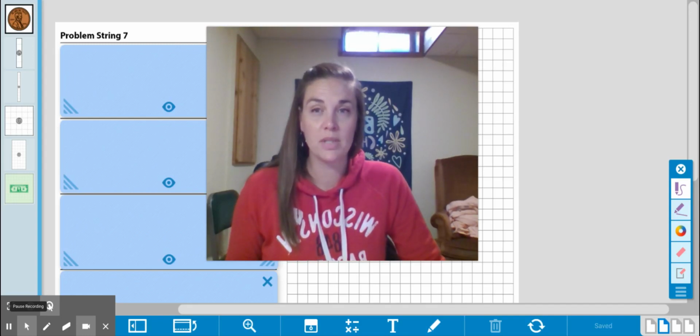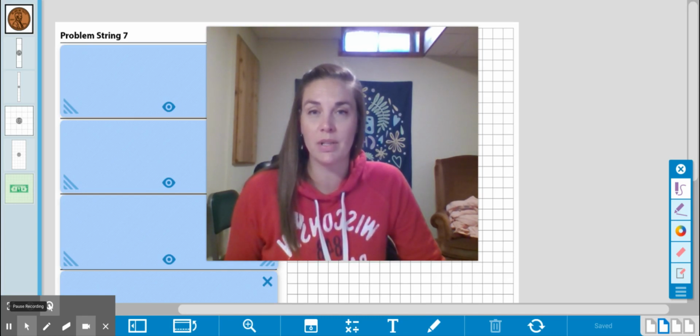All right, for number corner today, we're going to be doing problem string number 7. You need your number corner book out. We're going to open to that workspace towards the back of our number corner book. It'll be page A7. Once you have your book open to page A7, go ahead and write the date down and be ready to write down the problem and a strategy used to solve it.